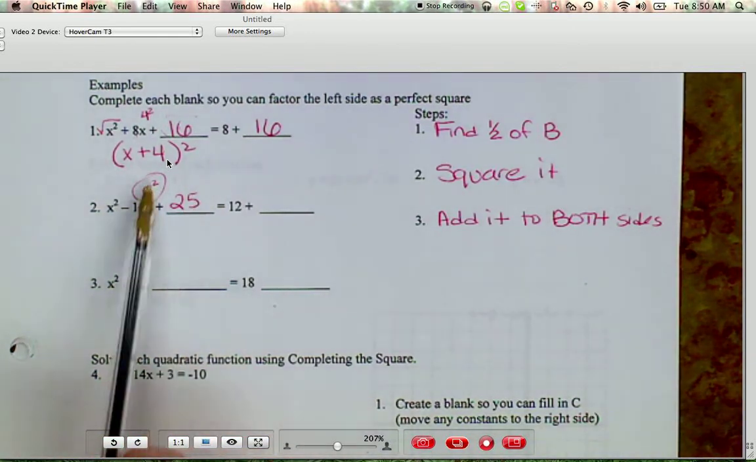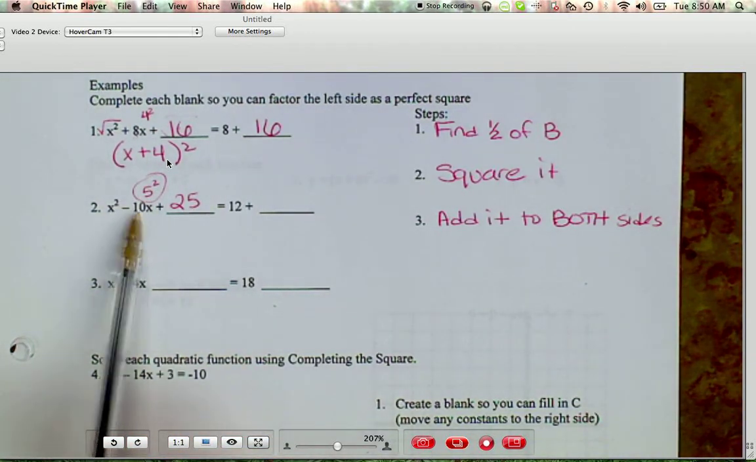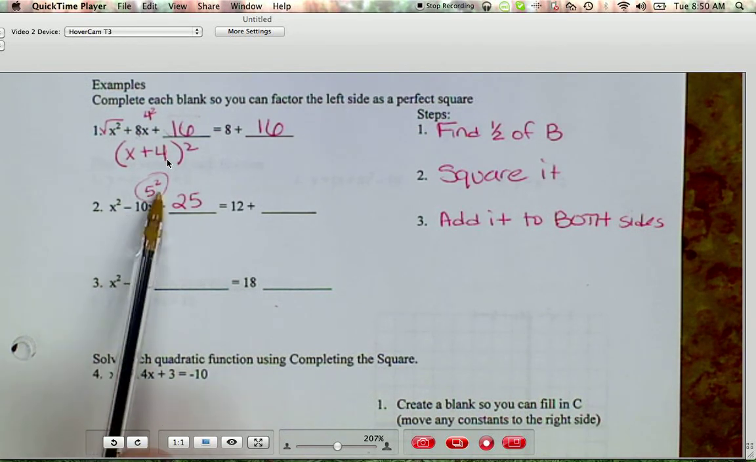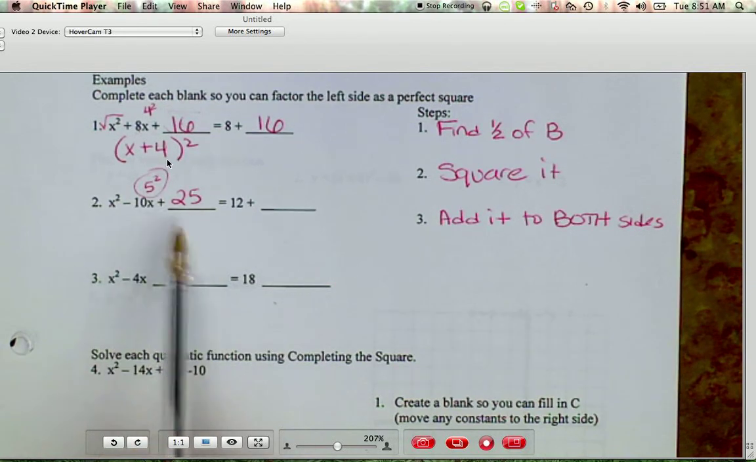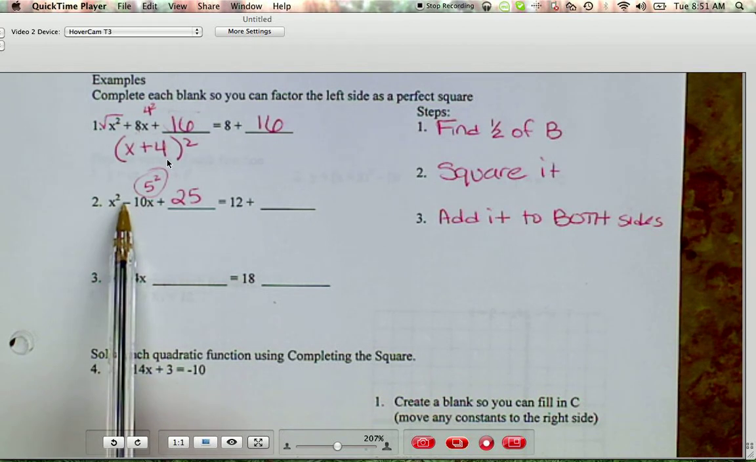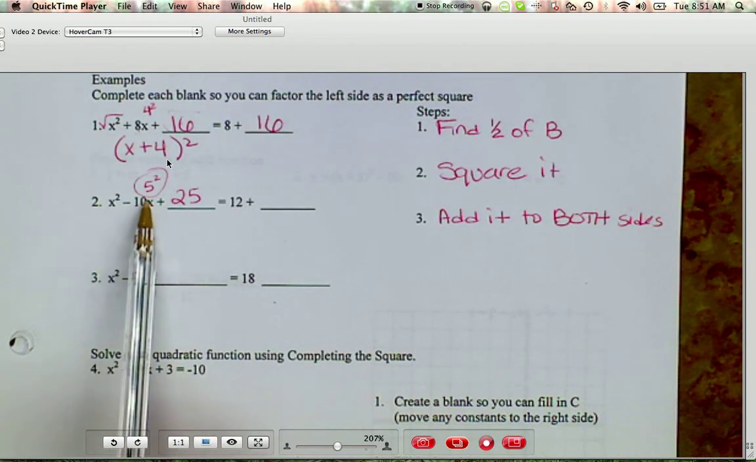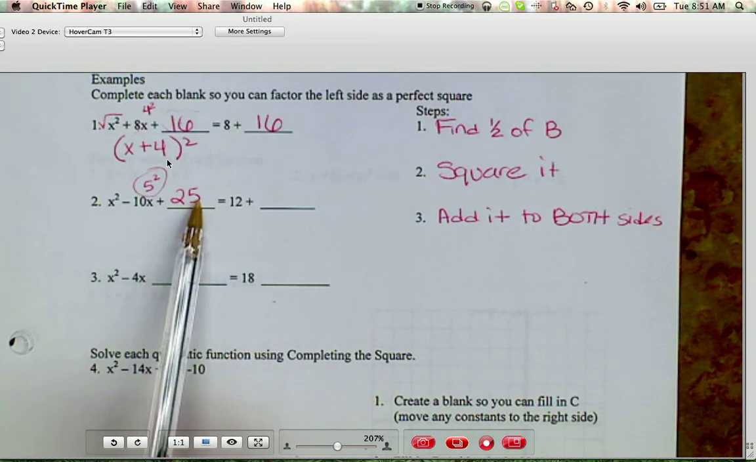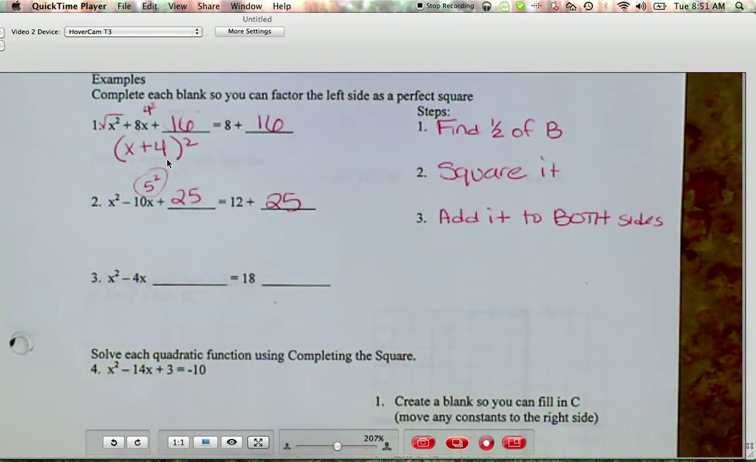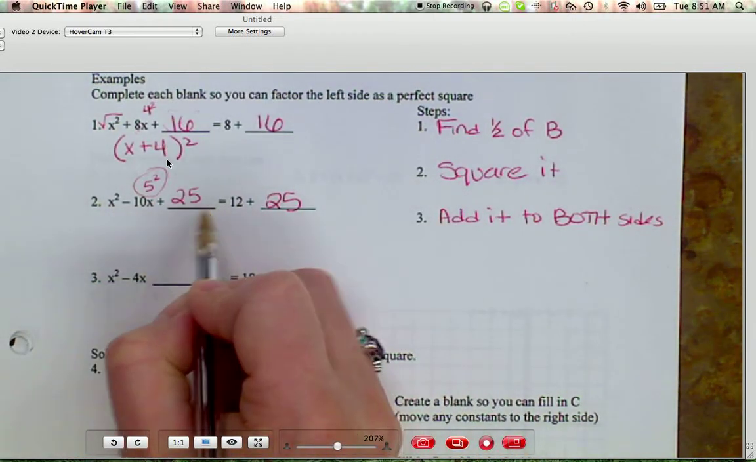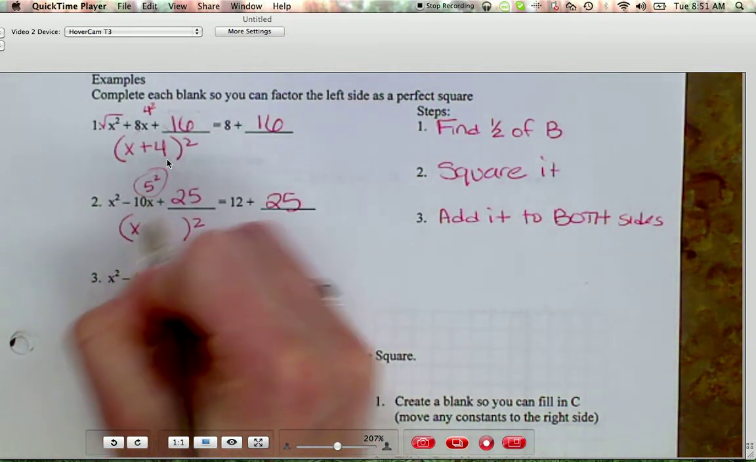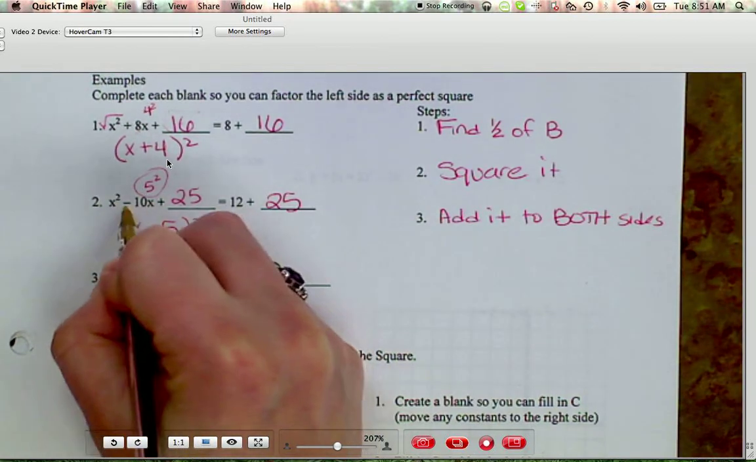And why do I keep ignoring the sign here? Well, it doesn't matter if I take half of negative 10 to get negative 5 or half of positive 10 to get 5. Because when I square it, it's always going to give us positive something. So you can ignore the sign for now and just look at the value of that number. Half of 10 is 5, 5 squared is 25. If we add 25 to the left side, we have to add 25 to the right side. And then this left side we can factor as a perfect square. Take the square root of x squared, take the square root of 25, and bring down the sign here.